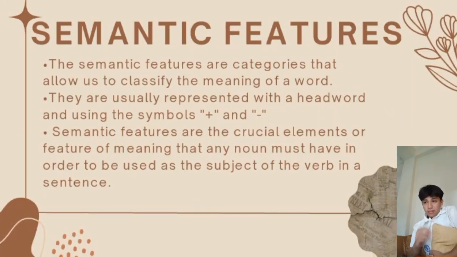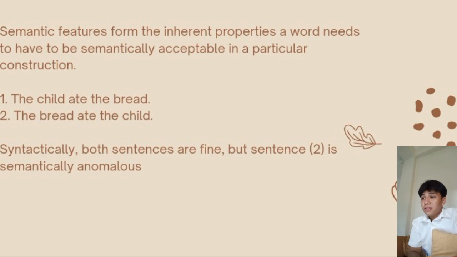Semantic features are the categories that allow us to classify the meaning of words. They are usually represented with a head word and using the symbols plus and minus. Semantic features are the crucial elements or features of meaning that any noun must have in order to be used as the subject of the verb in the sentence. They form the inherent properties that words need to have to be semantically acceptable in a particular construction.